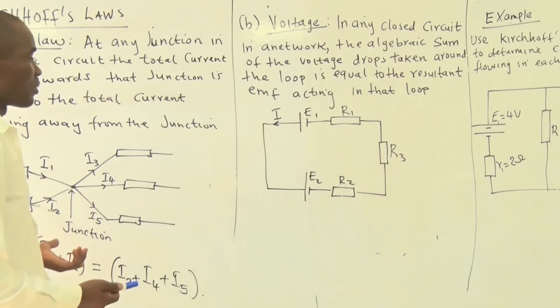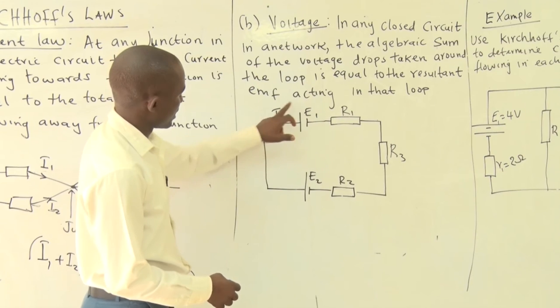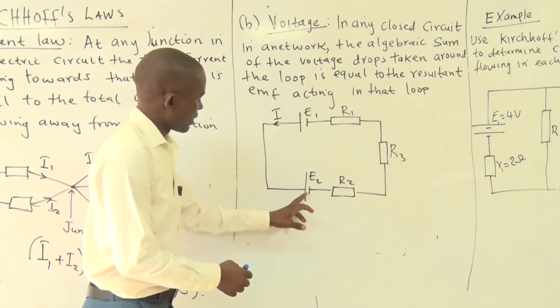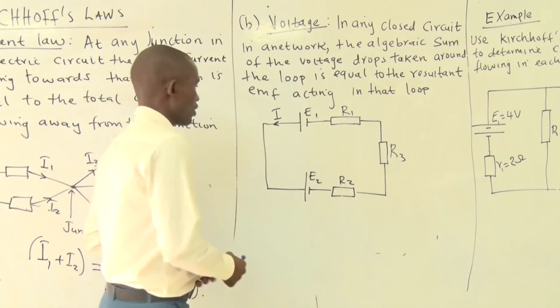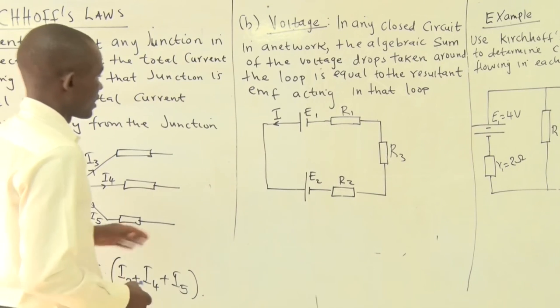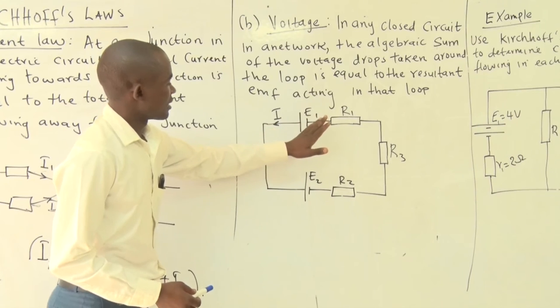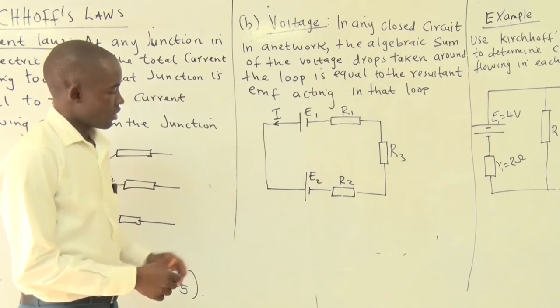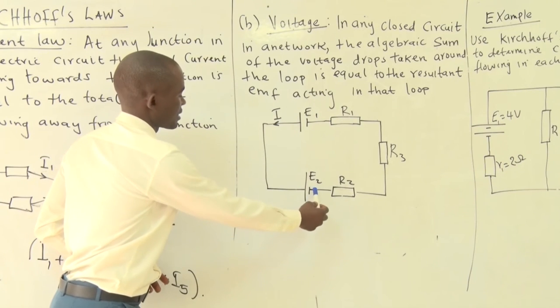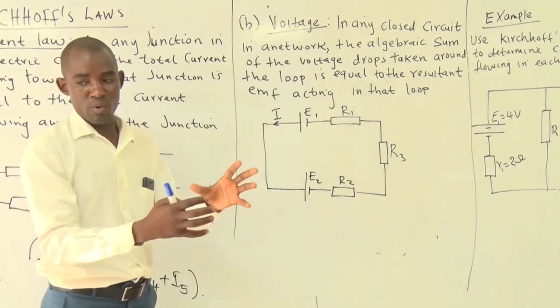So mathematically, you can see this particular voltage source is driving current in this direction and this other one is driving current in the other direction. So what we will do, we will take E1 as our reference. If you take E1 as our reference, it drives current in this direction. You can also see this other one is driving current in the other direction, meaning the two voltage sources are opposing one another.